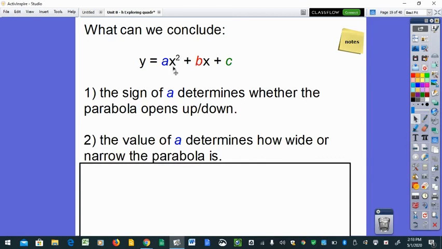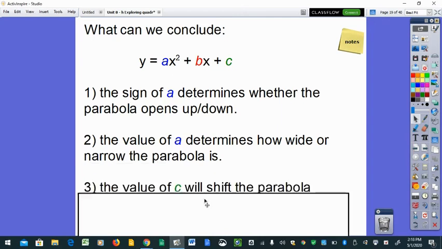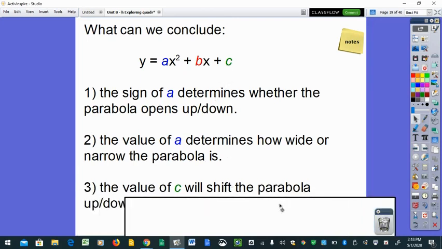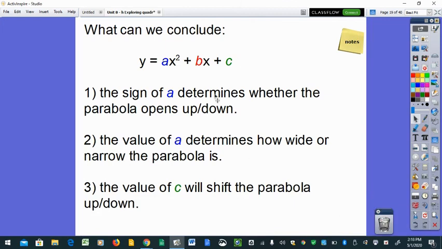Now, I want you to think in absolute value. I don't want you to think about negatives. So just think about positive numbers. The bigger that a is in a positive way, the narrower it will be, and the smaller, less than 1, the wider it will be. And then finally, today, what does the c do? That c is going to shift that parabola up and down. Its y-intercept will go up and down. And that's basically all we're going to talk about today.